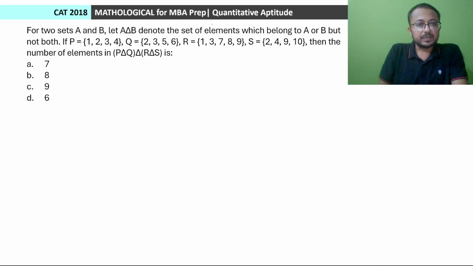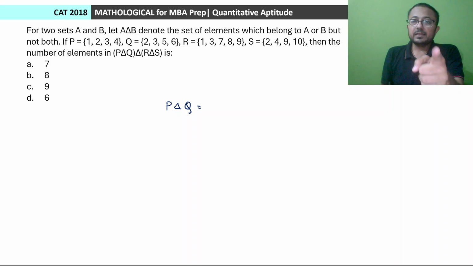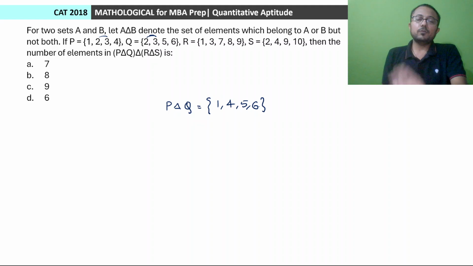So first of all, let us find out what P delta Q is. The definition is very clear: A delta B denotes the set of elements which belong to A or B but not both. So either in the first set or in the second set, but not in both the sets. P contains 1, 2, 3 and 4, and Q contains 2, 3, 5, 6. Basically 2 and 3 are included in both P as well as Q, so 2 and 3 will not be part of the P delta Q set. So 1 will be part of that set, 4 will be part of that set, 5 will be part of that set, and 6 will be part of that set. So P delta Q will be 1, 4, 5, 6.